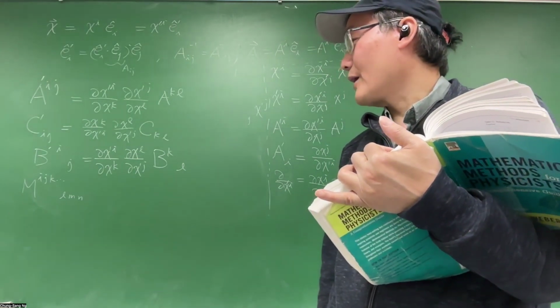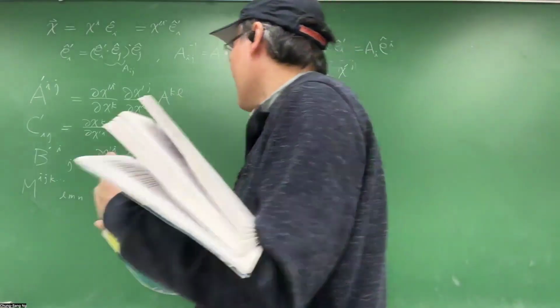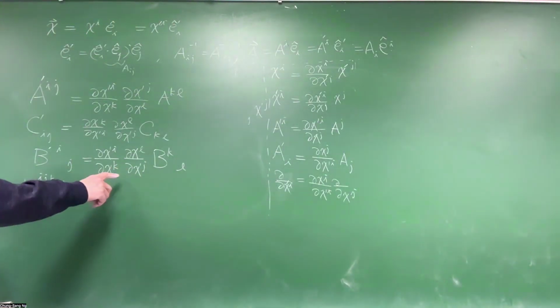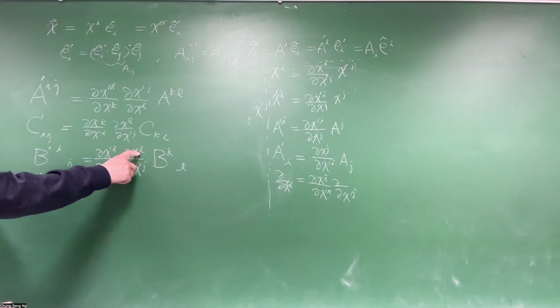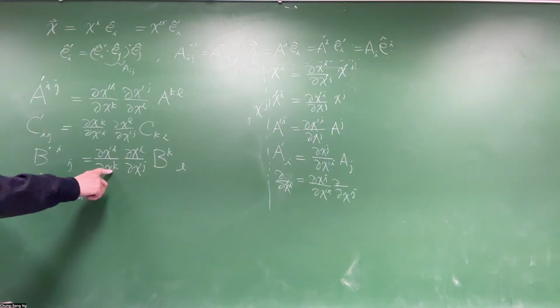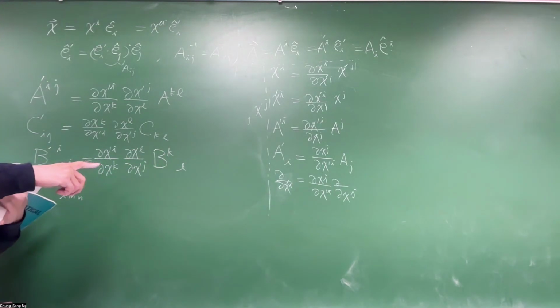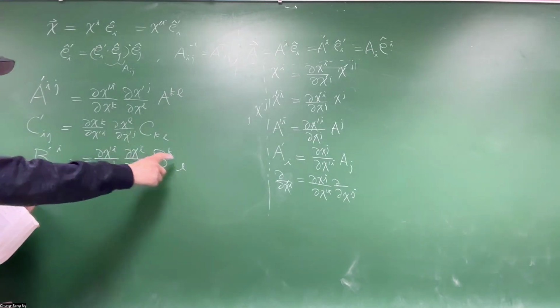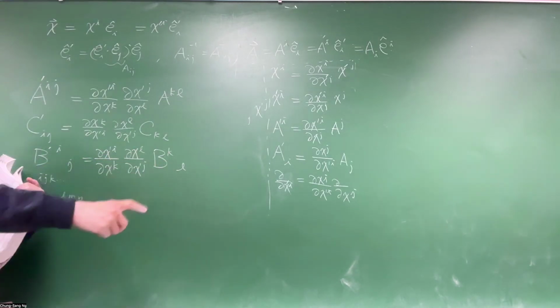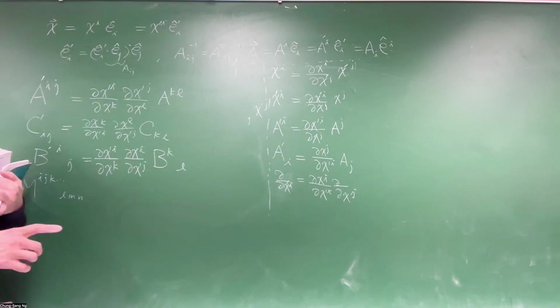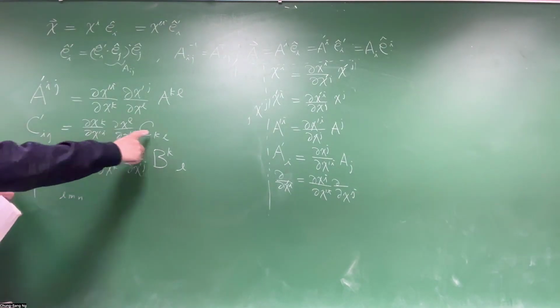No, that K, they can be any number. So K can be 1 to 3, L can be 1 to 3. The total combination is 9 possibilities, right? Like 1 1 1 1 or 1 1 2 2. Is that okay? So altogether nine terms.